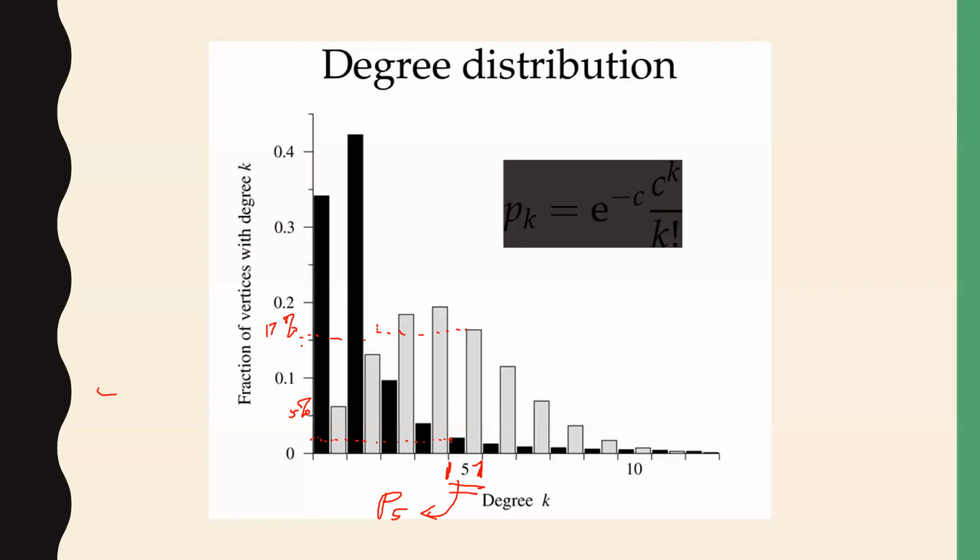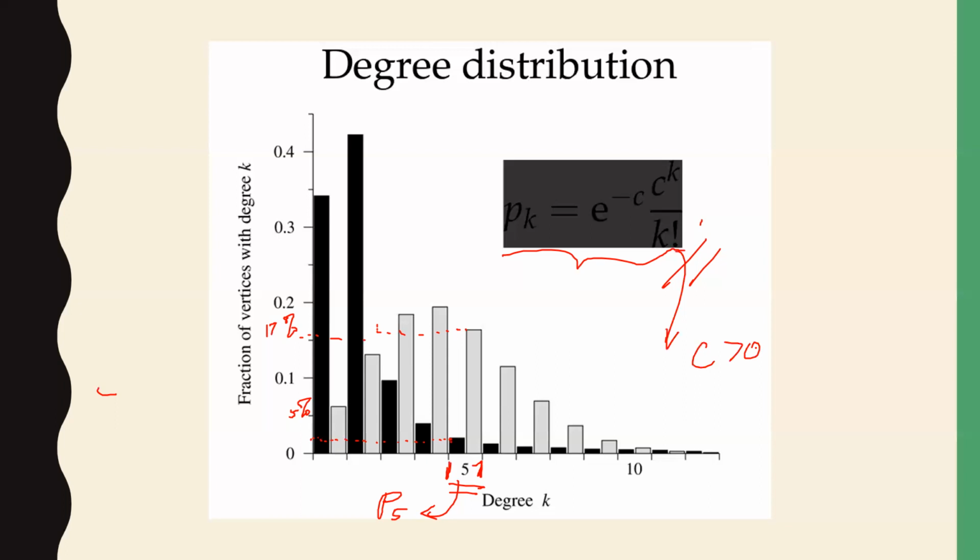Now, both of these graphs follow a Poisson distribution, because the formula for p sub k for these two graphs follows this formula: the natural exponential base raised to negative c, times c to the k over k factorial. So the probability that a randomly chosen vertex will have degree k is equal to e to the minus c times c to the k over k factorial, where c is a constant, a parameter in the model that is greater than 0. That's the only condition.